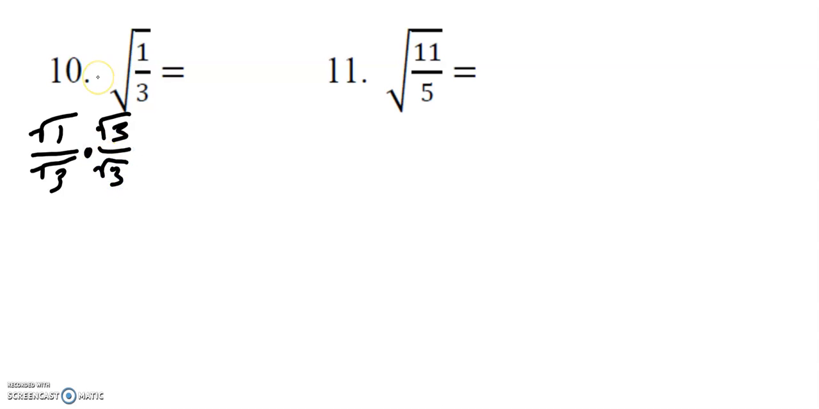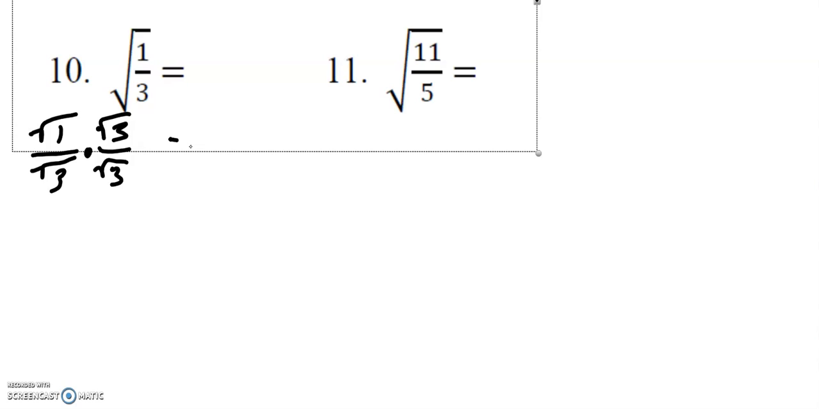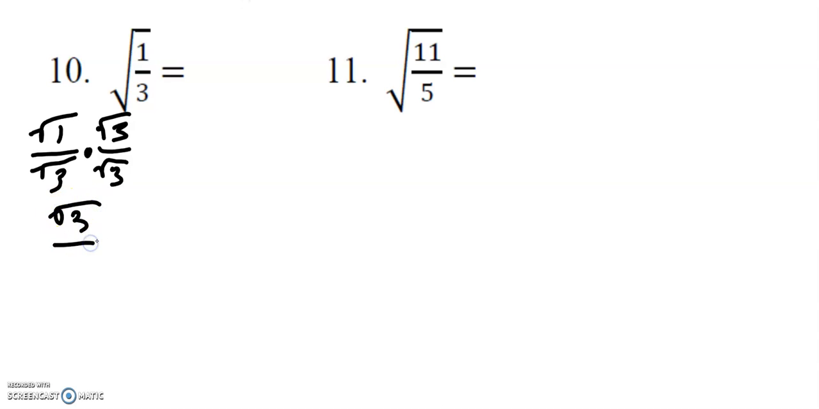Alright, so you can see square root of 3 divided by square root of 3 is 1, so I'm not changing the value. And I'm going to go ahead and multiply that. So I'm going to get square root of 3 over square root of 9. And you'll see what happened here is that square root of 9 is now a perfect square. Now I can simplify it. So I'm going to get square root of 3 over 3, and that is the answer.